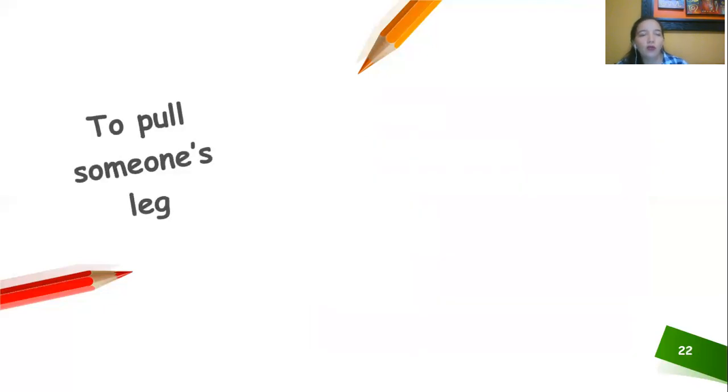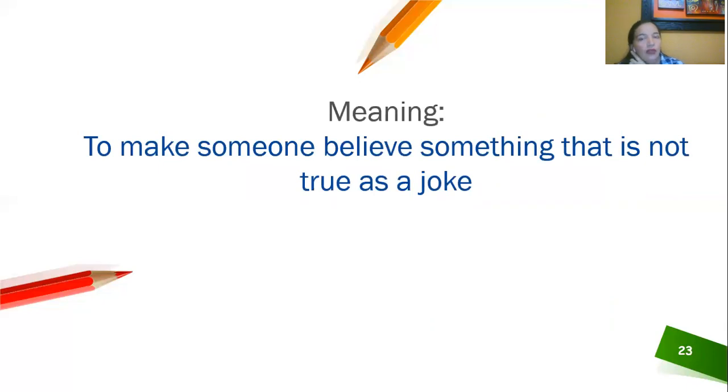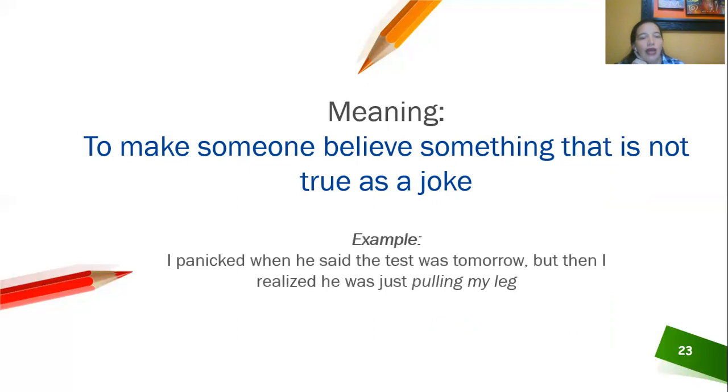Next one, to pull someone's leg. Okay, if you have watched The Simpsons, you know that Bart makes jokes on the phone, right, to the bartender. That's to pull someone's leg. So it's to make someone believe something that is not true as a joke. For example, I panicked when he said the test was tomorrow, but then I realized he was just pulling my leg. Or let's suppose tonight your mother tells you, look, tomorrow you don't have classes. The teacher says that today is going to be a free day, so you can sleep all morning, and you get happy, and then your mother tells you, no, sorry, that was a joke. That is to pull someone's leg, okay? To tell someone something that is not true as a joke, okay?